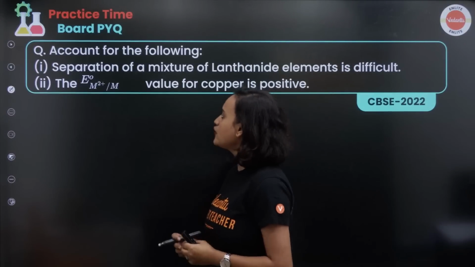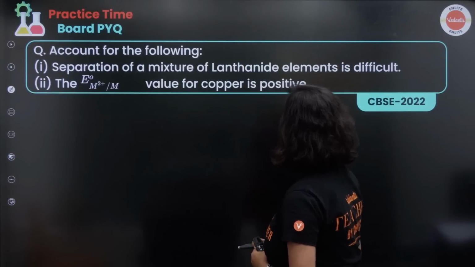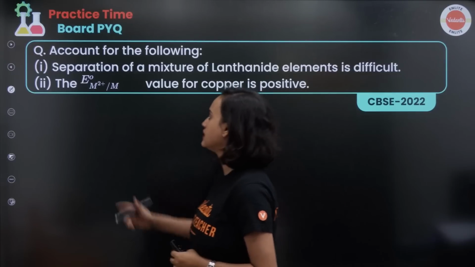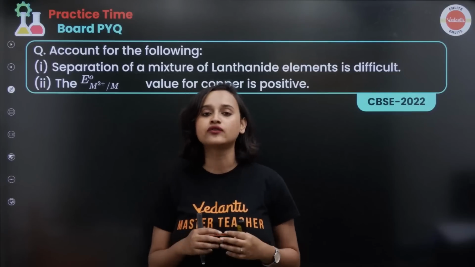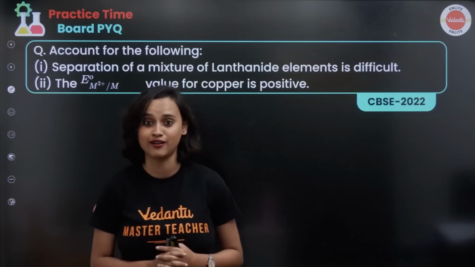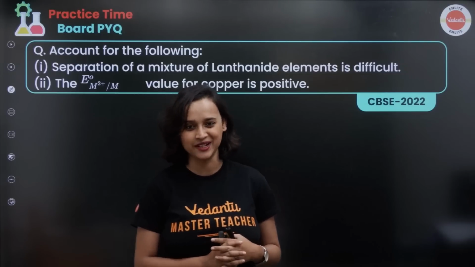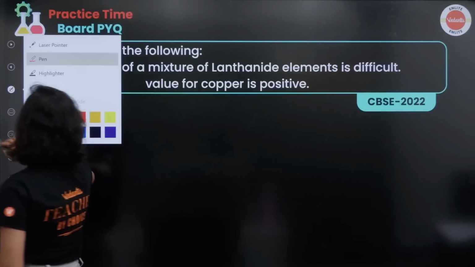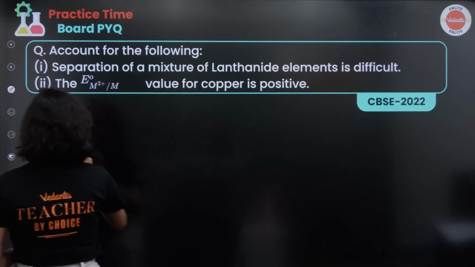Account for the following. Separation of a mixture of lanthanoid elements is difficult. And part 2 of this question: the E0 value for M2+/M for copper is positive. Oh my God, we have done this so many times. So let's take a look at it. Let me write down from here only.